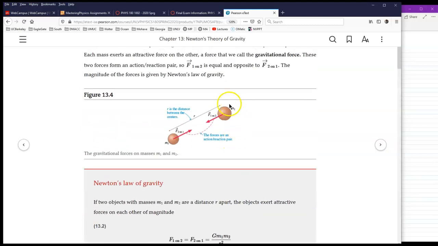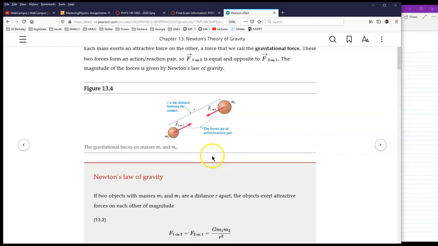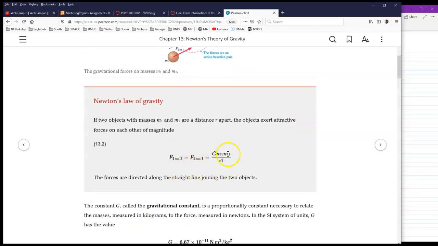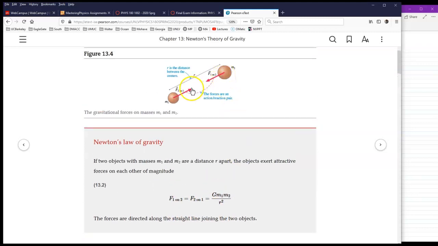So if you have two masses, M2 and M1, separated by a distance r, remember that distance is always between the two centers, between the center of M1 and the center of M2. Then there is a gravitational pull between them. There is a tendency for them to come together and be attracted to each other. That force is equal to the product of the two masses, M1 times M2, divided by the square of their distance, r squared, up to a constant. We call it the universal gravitational constant, big G.